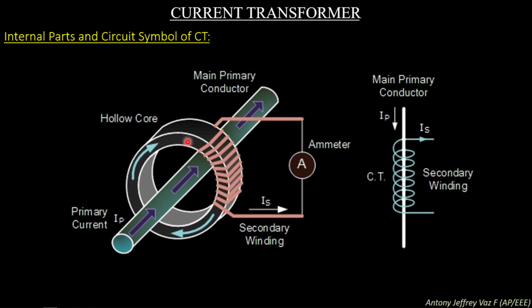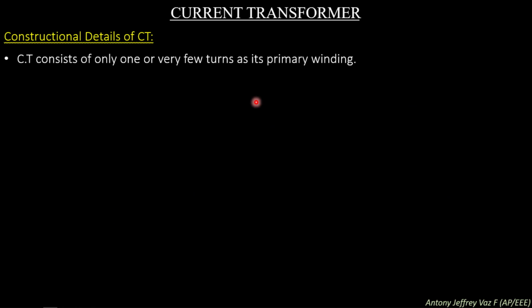When these magnetic fluxes cut the hollow core and the secondary conductors which are wound in the hollow core, this will produce a small value of current, and this current is also alternating in nature, but the magnitude of secondary alternating current is lower, and this lesser value of current is passed into the ammeter, and so we can measure the ammeter value, and by using some mathematical formulas we can find the current which is flowing in the primary conductor. Constructional details of current transformer.